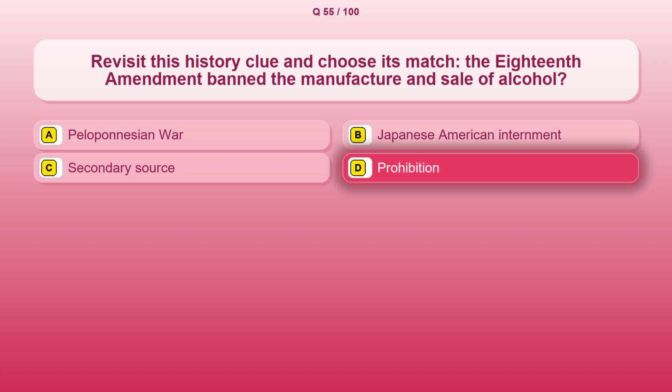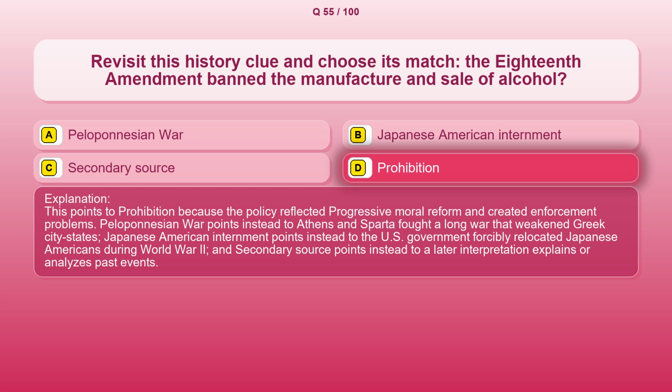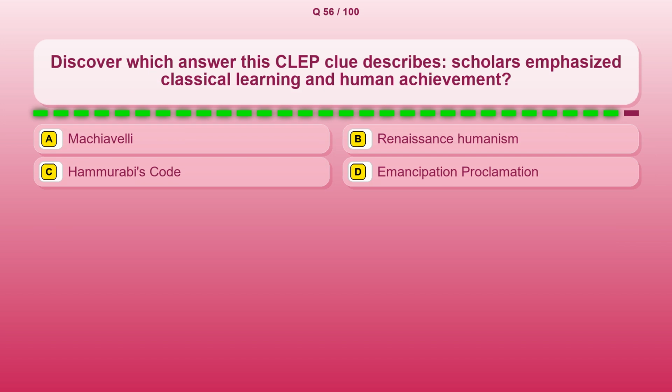The correct answer is option D, prohibition. This points to prohibition because the policy reflected progressive moral reform and created enforcement problems. Peloponnesian War points instead to Athens and Sparta fought a long war that weakened Greek city-states. Japanese-American internment points instead to the U.S. government forcibly relocated Japanese Americans during World War II, and secondary source points instead to a later interpretation explains or analyzes past events.